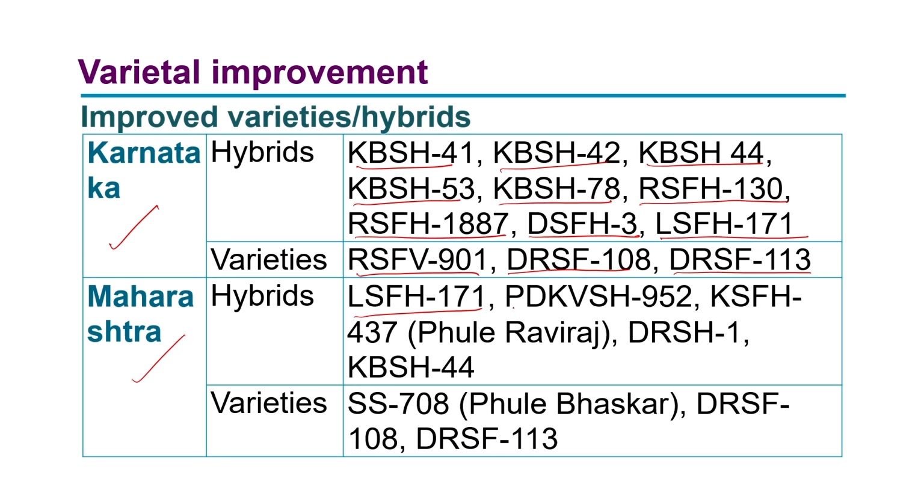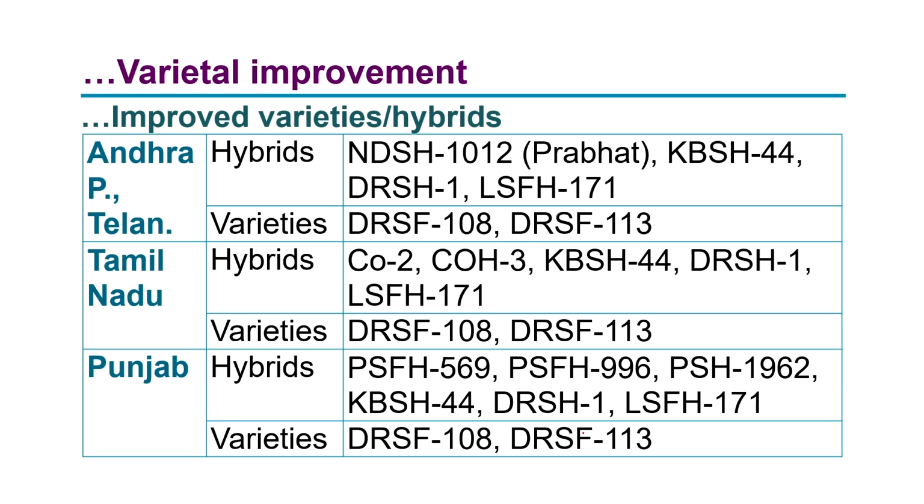Then see for Maharashtra, hybrids are LSFH171, PDKVSH592, KSFH437, which is known as Phule Raviraj, and then DRSH1 and KBSH44. And varieties for Maharashtra are SS708, which is known as Phule Bhaskar, DRSF108, DRSF113.